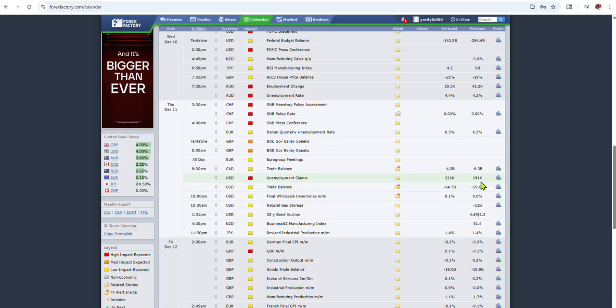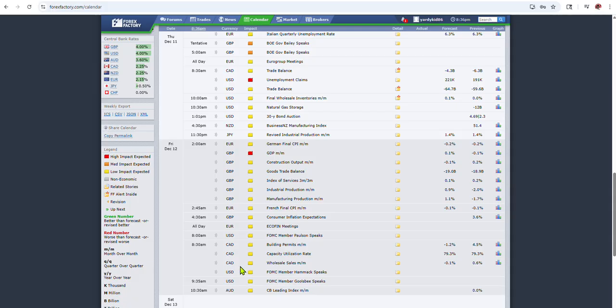So now for Thursday, we have unemployment claims. Remember what I was telling you earlier, we have the negative 13. This is what they're getting that from. That's why they come up with the weekly number. Then Friday we don't have anything, so everything should go back to normal.